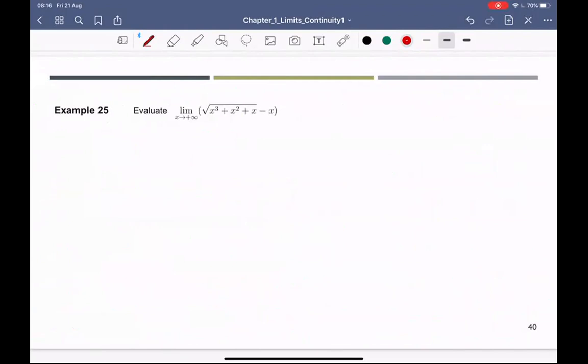We want you to compute the limit of the square root of (x cubed plus x squared plus x) minus x. The first thing you can observe is that when x goes to positive infinity, this thing goes to infinity, and when x goes to infinity, this thing goes to infinity as well. So at the end, you're going to have infinity minus infinity. You cannot conclude anything from here, because when you see infinity minus infinity, you don't know which one is bigger.